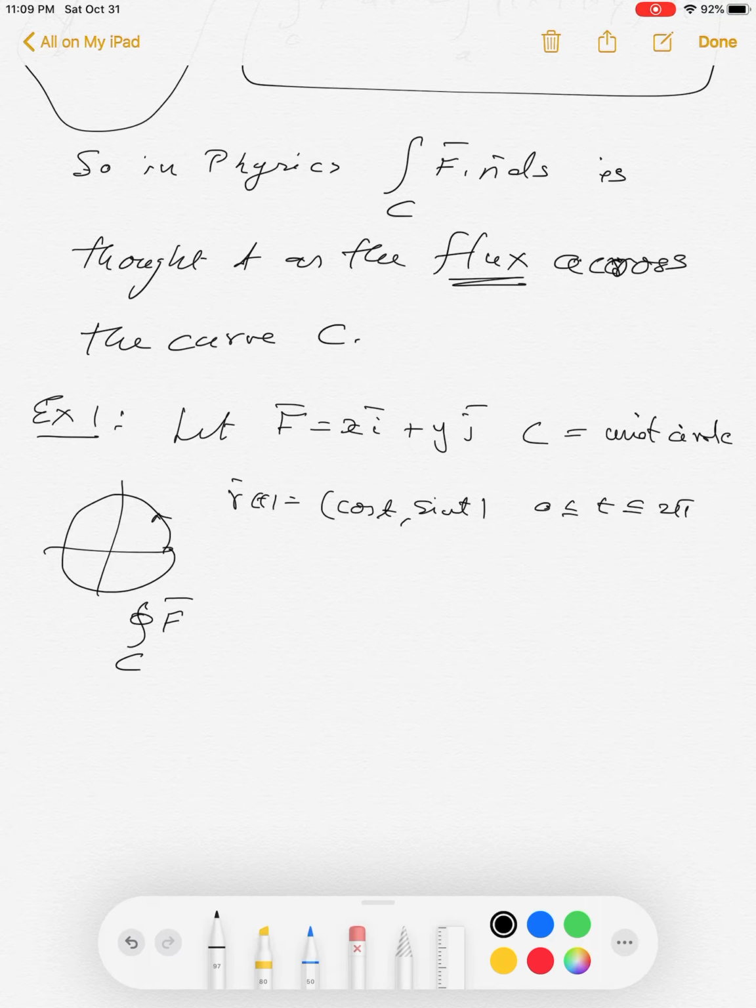One sec, because again my stylus pen is not working properly today. I have to check why this is happening. Let's see if it works now.